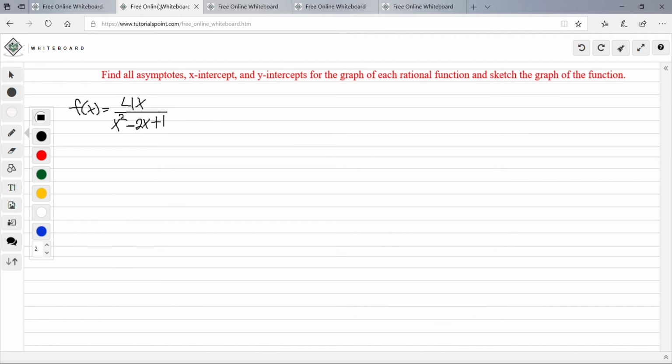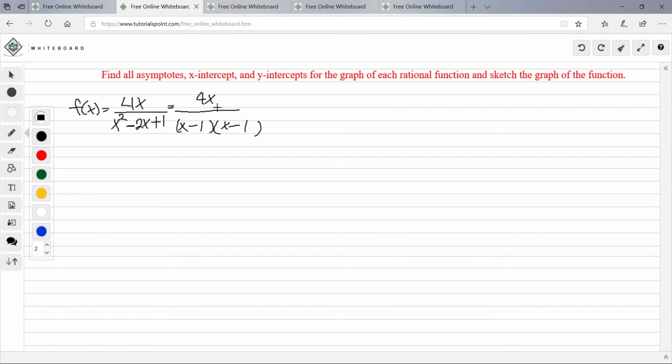Let's do this one. We have f of x equals 4x over x squared minus 2x plus 1. So this one they're going to ask me to find all asymptotes, X-intercept, Y-intercept for the graph of each rational function and sketch the graph of the function. So first step is I'm going to simplify. Can we simplify the numerator? Nope, it just stays as 4x. Second, we can simplify this, right? This is factored as x minus 1 and x minus 1. Right? Because -1 times -1 is +1, and when you add those two, you get -2.